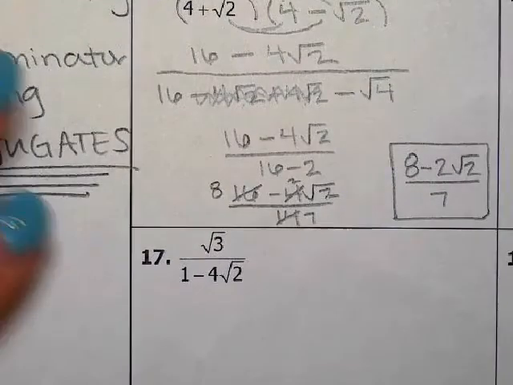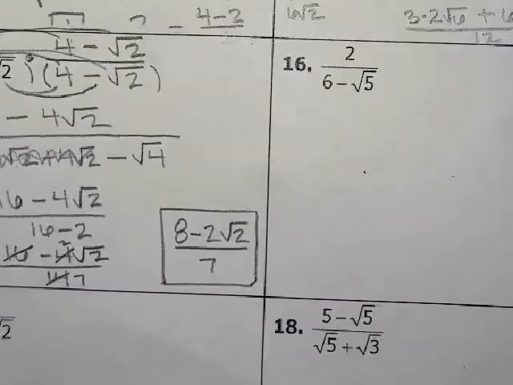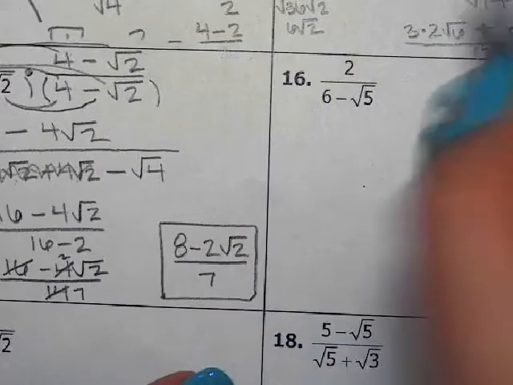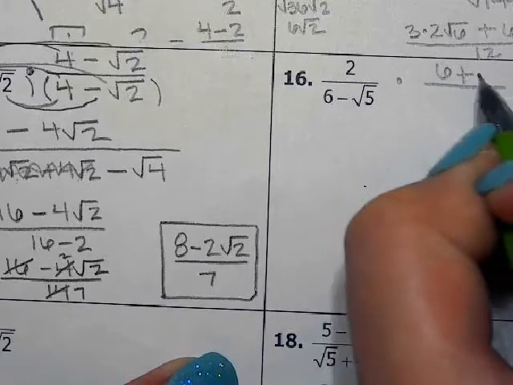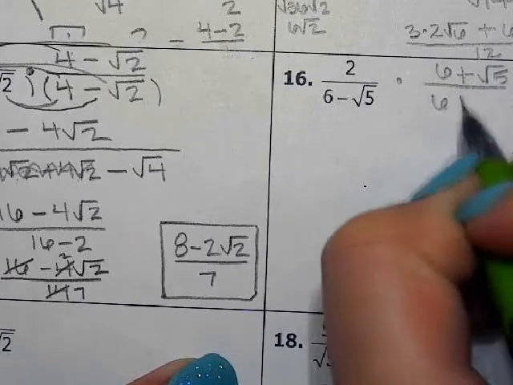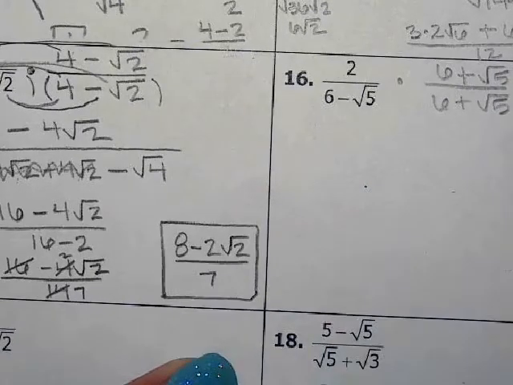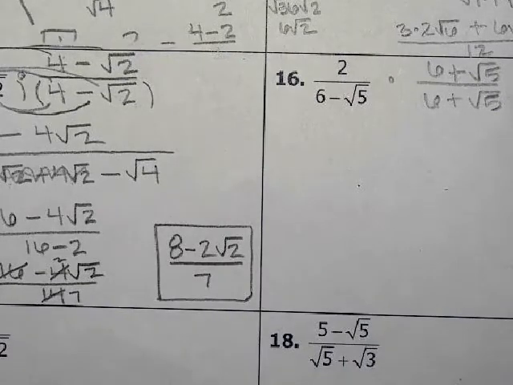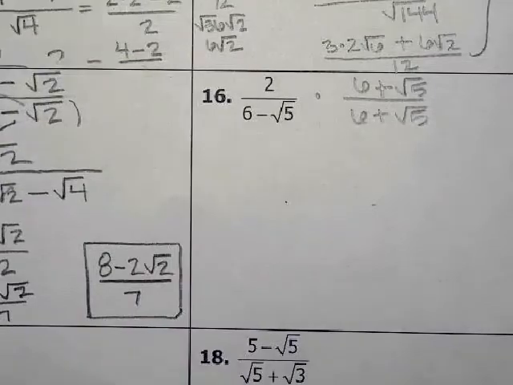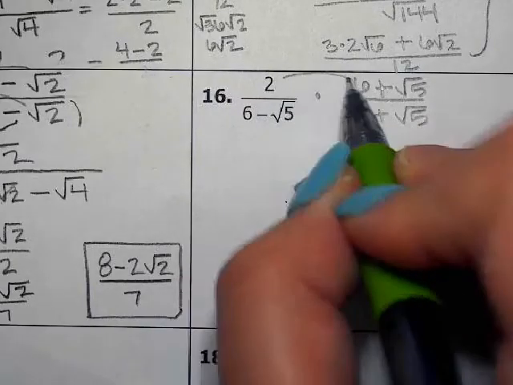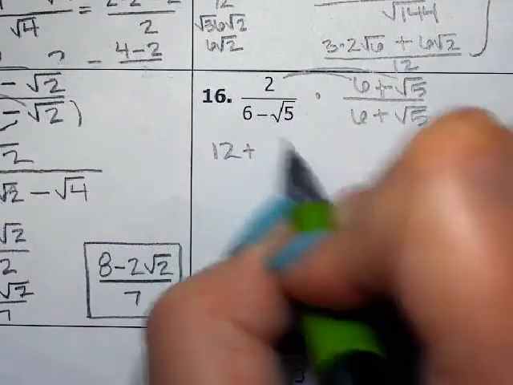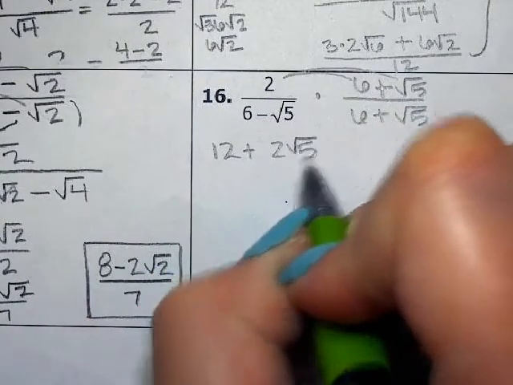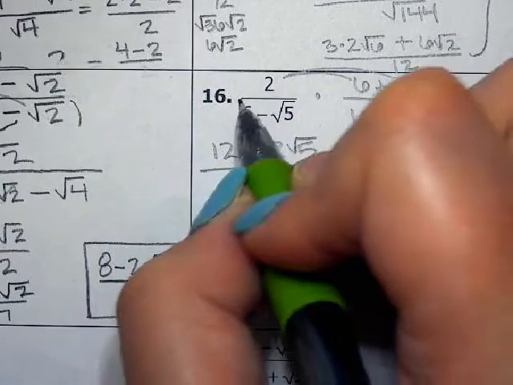All right, let's try it again. So we're going to multiply by the conjugate. So 6 plus root 5, because we just do the opposite sign. The nice part about the top is that we're just going to be distributing that 2. So 2 times 6 is 12, 2 root 5, and then on the bottom, yes, we do have to FOIL.